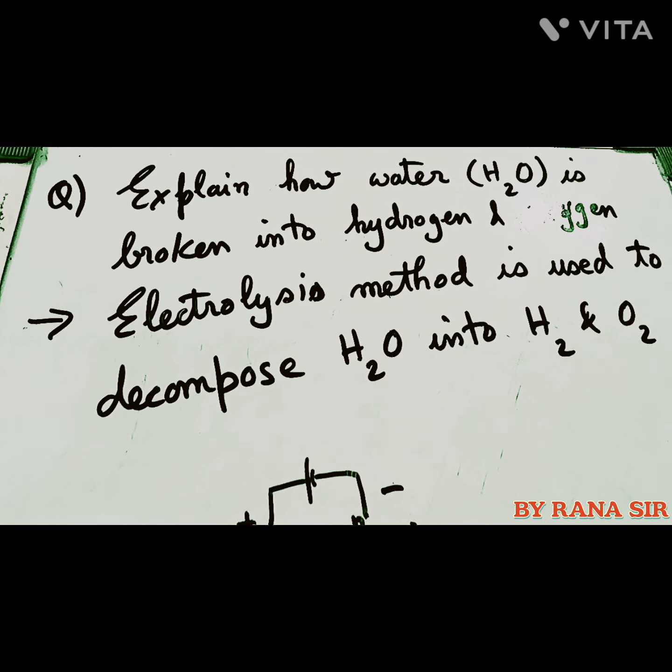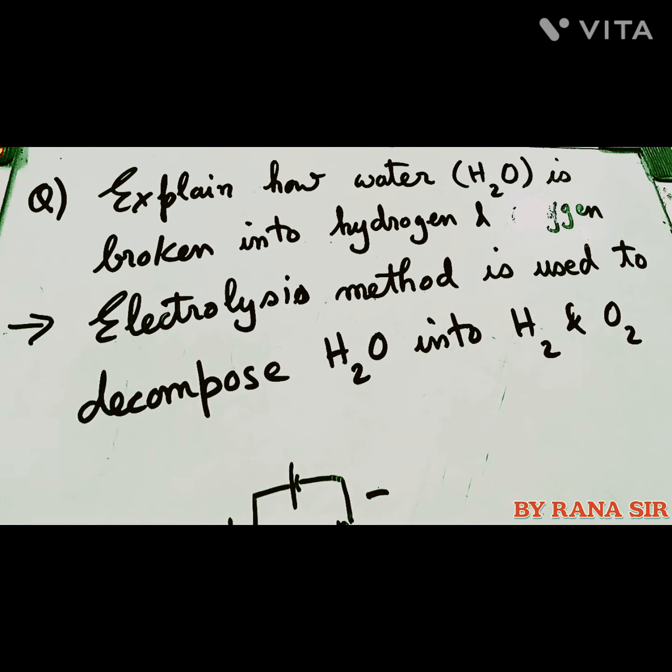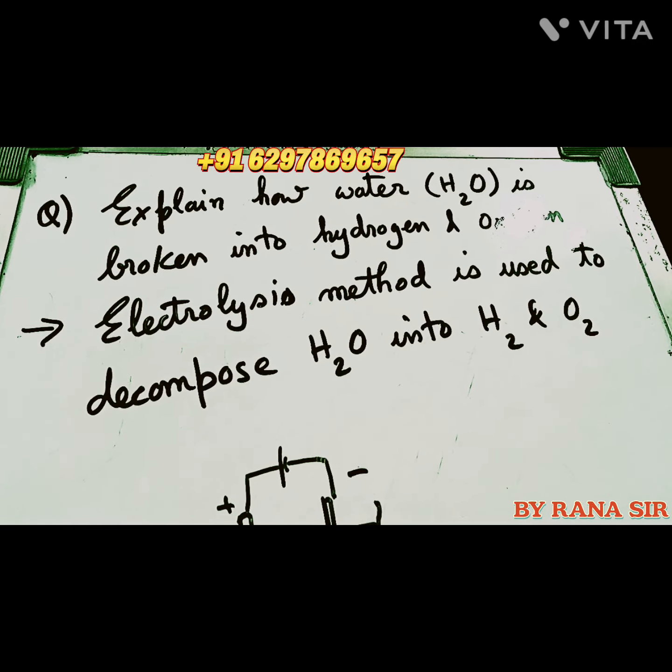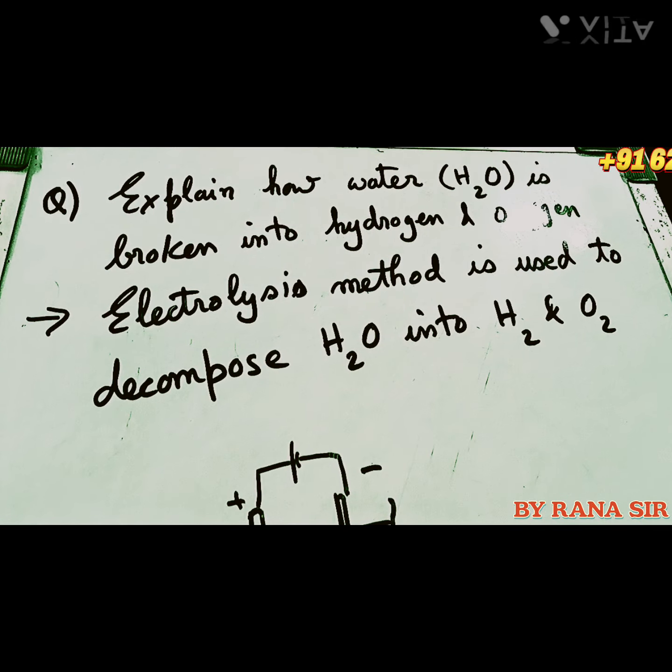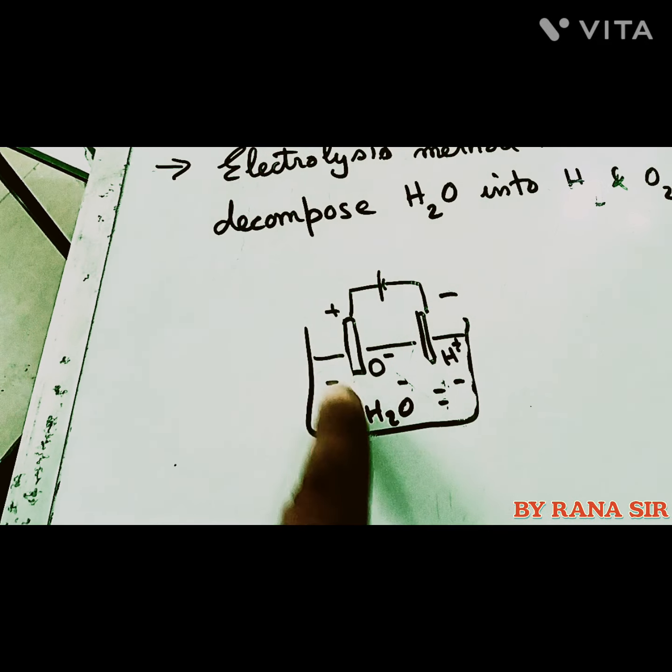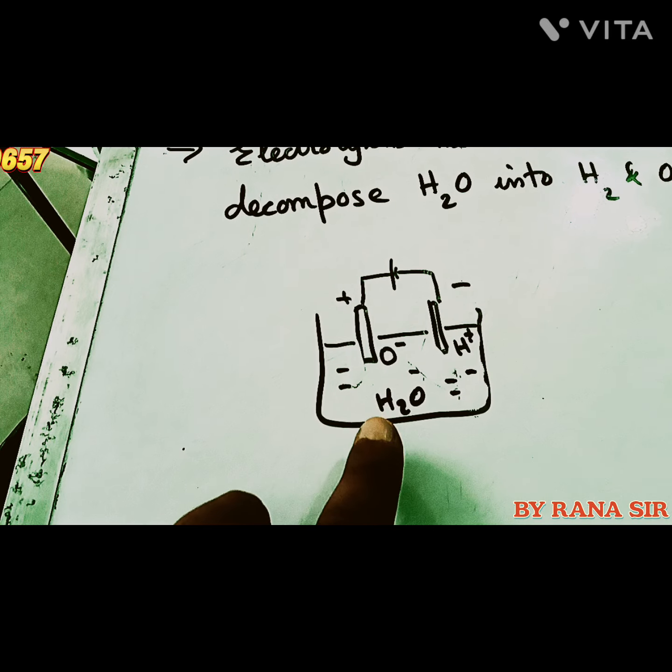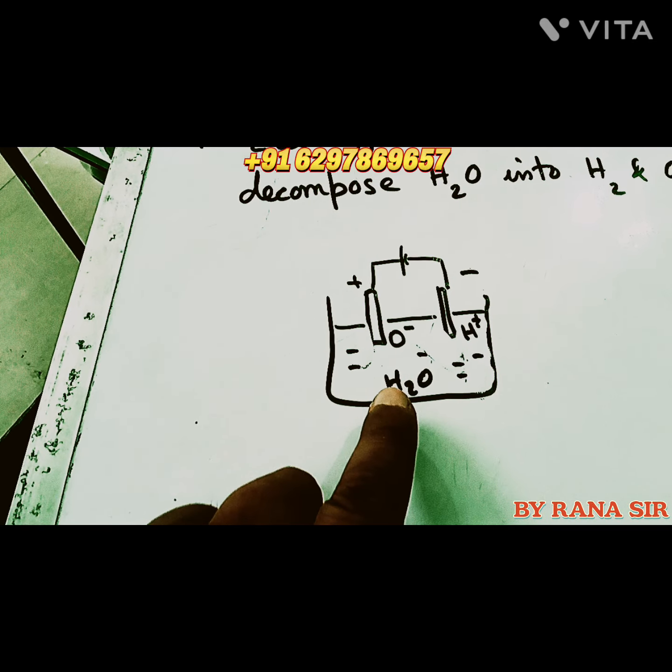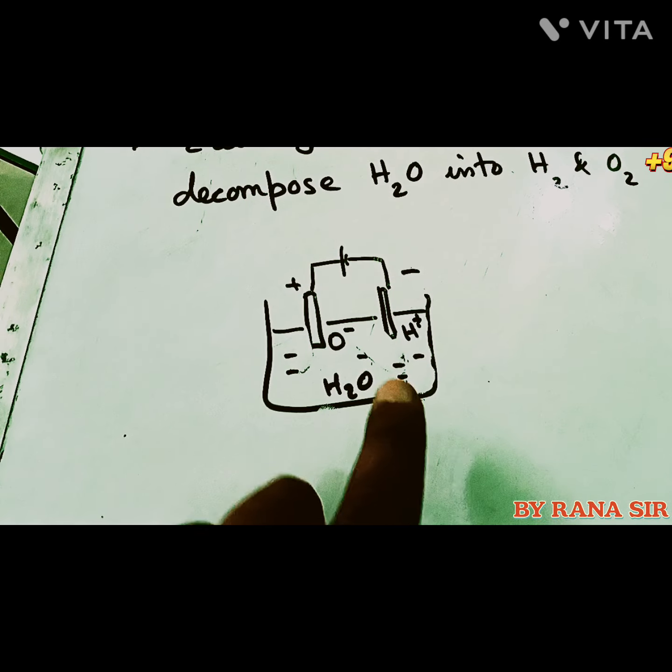So the next question is, explain how water, that is H2O, is broken into hydrogen and oxygen. With the help of electrolysis, H2O is decomposed into H2 and O2. Let us explain with the help of a diagram. H2O is the electrolyte. When electricity is passed, H2O is broken into ions, H positive and O negative. Hydrogen is a metal, it has a positive ion. Oxygen is a non-metal, it has a negative ion.